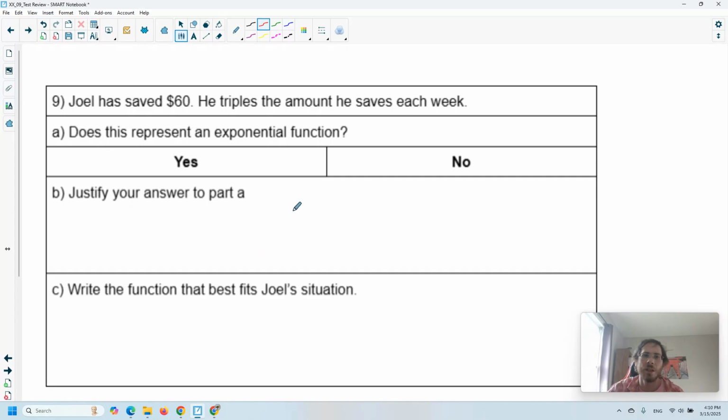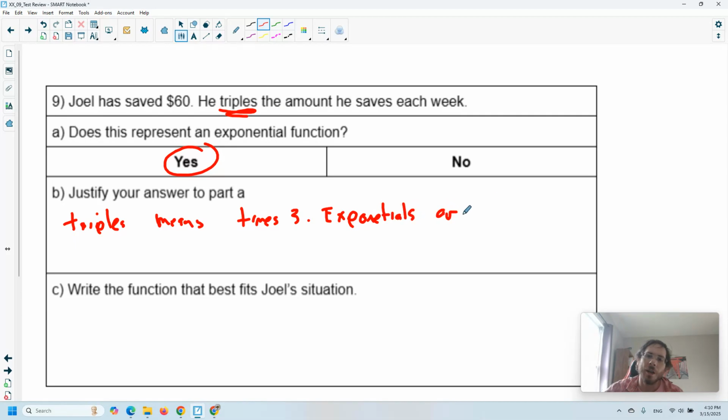For 9, Joel saves $60. He triples the amount he saves each week. Does this represent an exponential function? Yes, and the reason is this word triples. So triples means times 3. So remember, all the exponential functions are multiplying or dividing each time. So this one's kind of like a vocab question, so we had to understand what that vocab word means.